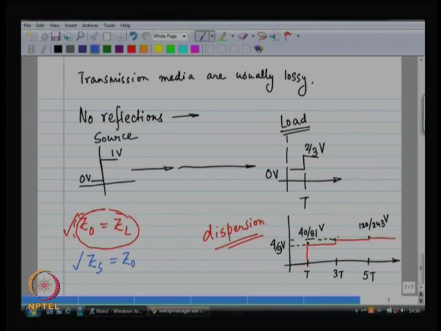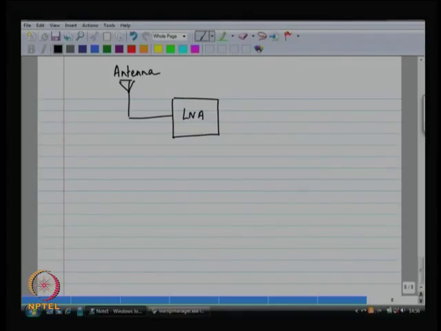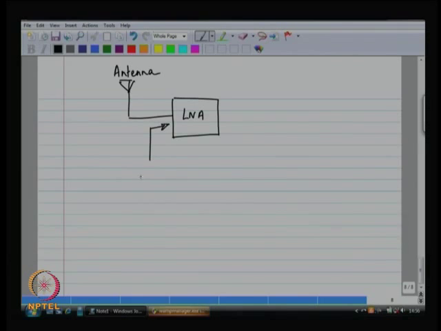All right. So, what does this mean for us? If I am making a receiver, this is my antenna, and this is the low noise amplifier. If I am making this receiver, then what this means for us is that the characteristic impedance of the antenna has to be the same as the input impedance of the low noise amplifier.